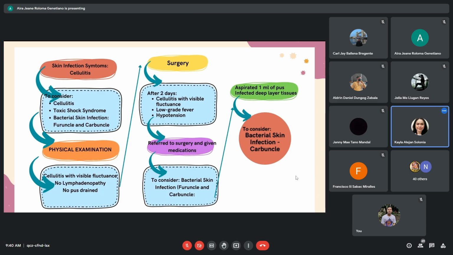pressure. For the physical examination presented in the case, it was shown that there was cellulitis with visible fluctuance, no lymphadenopathy, and no pus drained at first. So the patient was suggested to undergo surgery, and after 2 days, the patient developed low-grade fever and hypotension. So our group came up with the diagnosis that the patient is suffering from carbuncle.